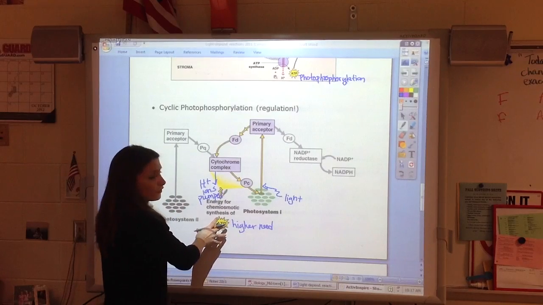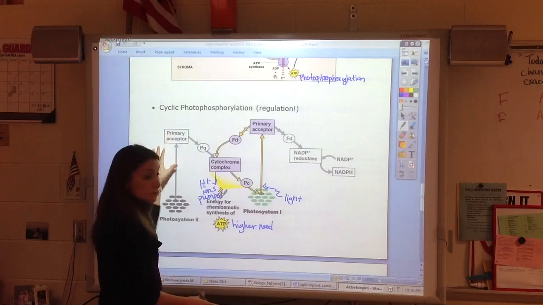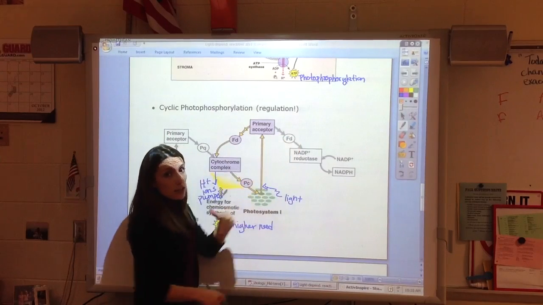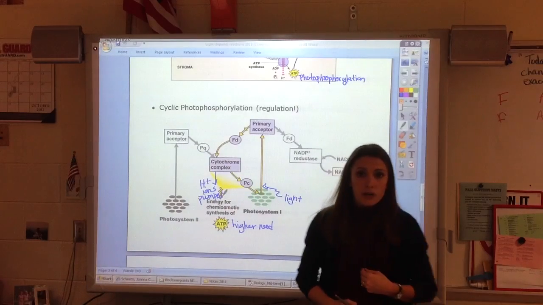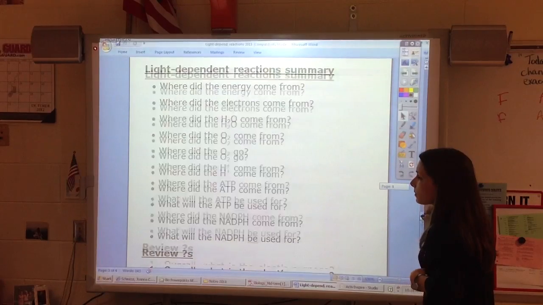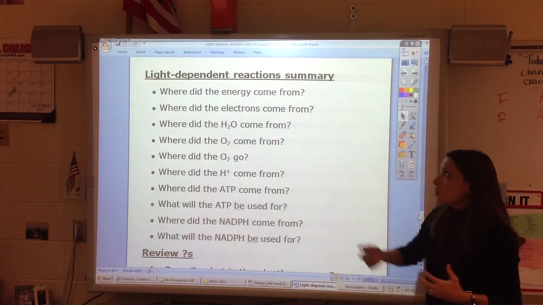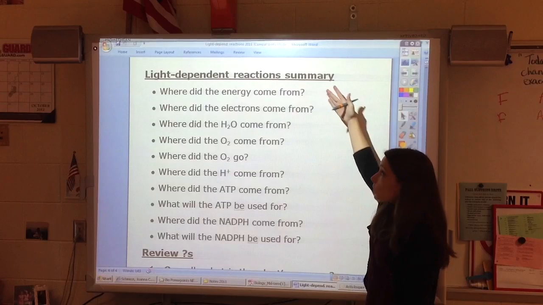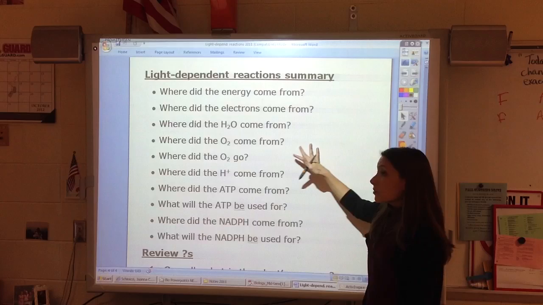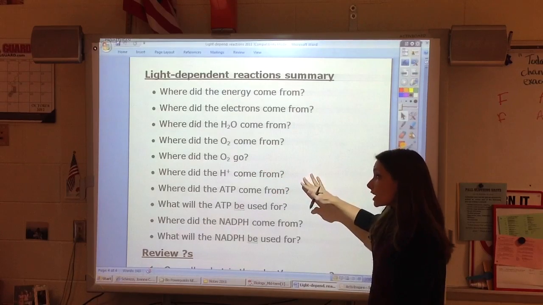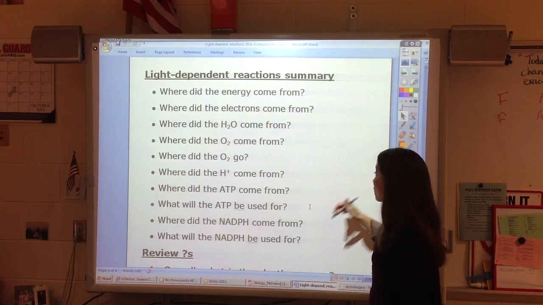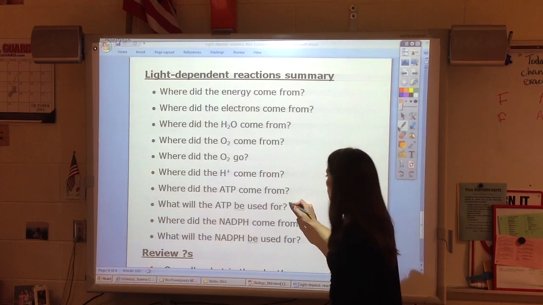So the idea of the first part of photosynthesis is that we're using light, and we're putting the light into these chemical bonds. We're using electrons to store the energy into chemical bonds. And so the next part of the notes is really just kind of a summary. Where does the energy come from? Where do the electrons come from? Where did the water come from? Where did the oxygen come from? Where does the oxygen go now? Where did the hydrogen ions come from? Where did the ATP come from? What will the ATP be used for? And so this is kind of an important idea.